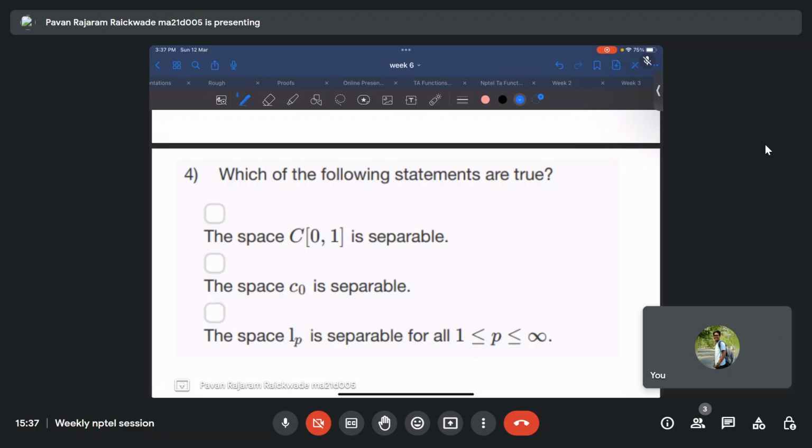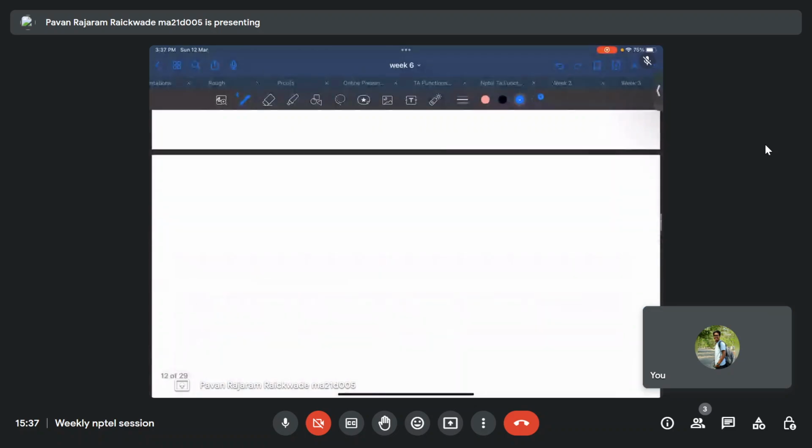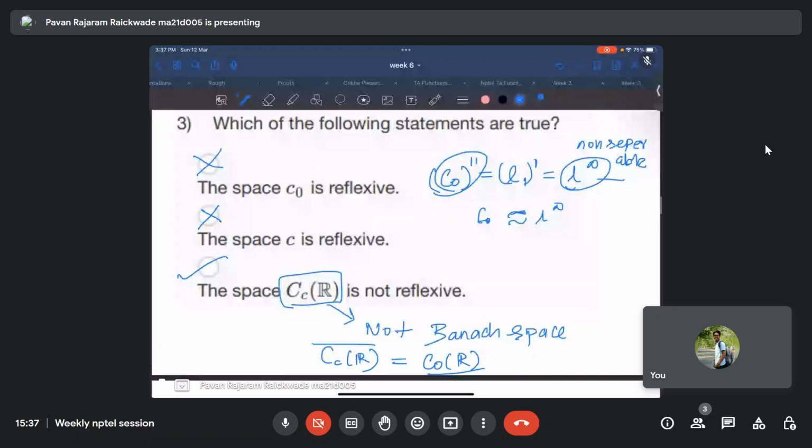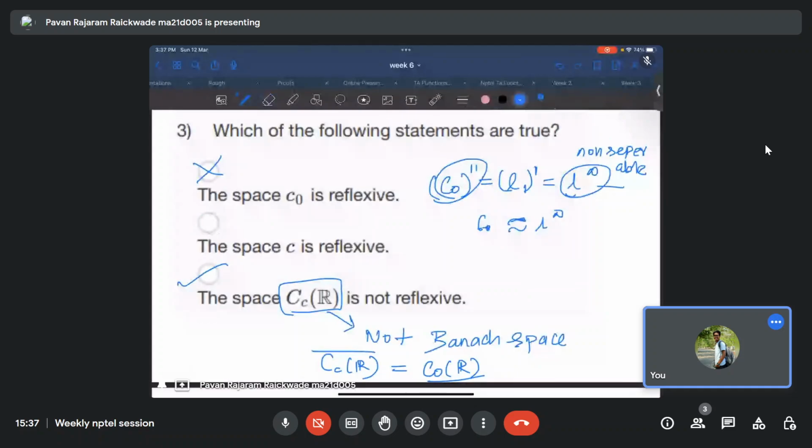Sir, how is the space not reflexive? Okay, space C you're asking about. The second option, because it has C naught, right? C naught is a closed subspace of C. So if a space is reflexive, then its closed subspace will also be reflexive.